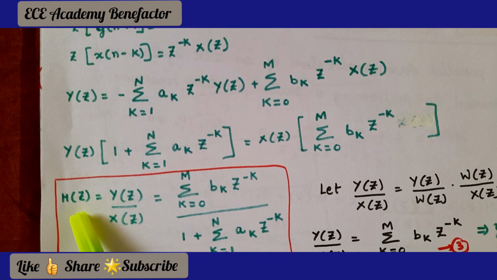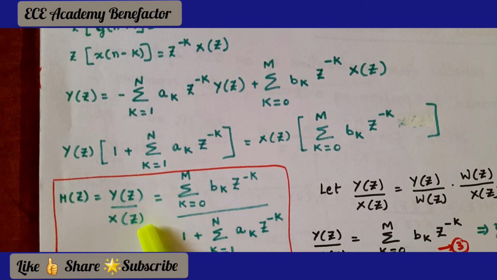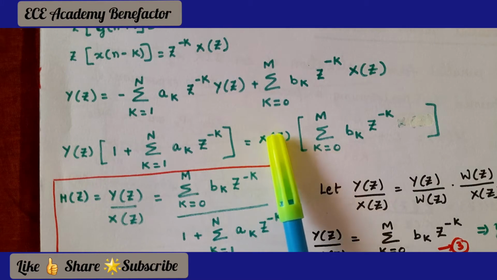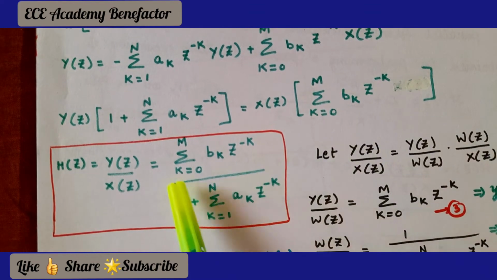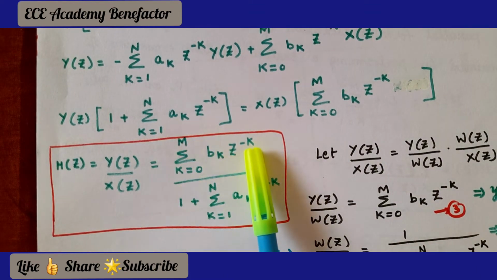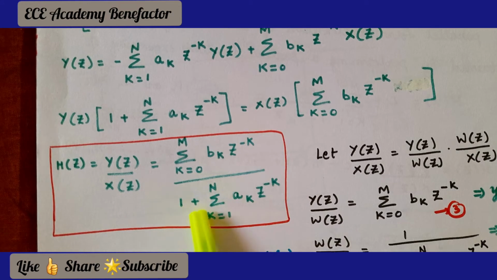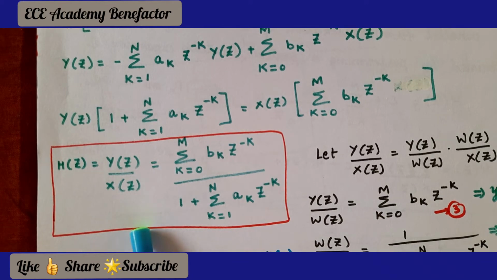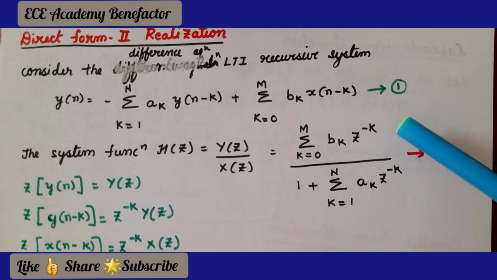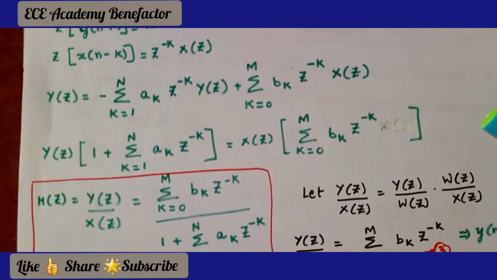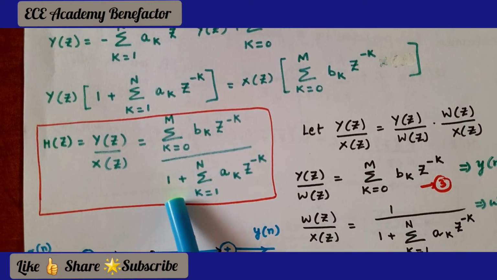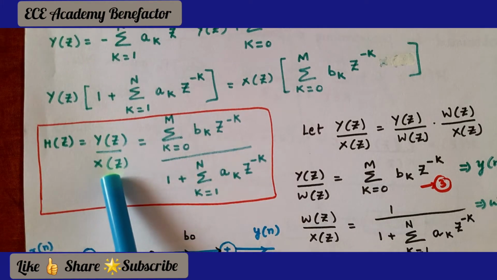System function H of z is equal to what? Y of z by X of z. So now write this, take this X of z down. So you will get summation k is equal to 0 to capital M b k z to the power minus k by 1 plus summation k is equal to 1 to capital N a k z to the power minus k. So what we have done till now: this is the LTI recursive system difference equation, and we have applied Z transform to it and got this system function H of z, which is equal to Y of z by X of z.